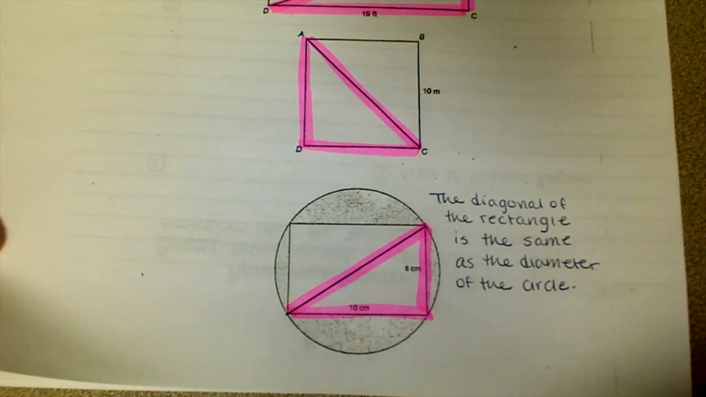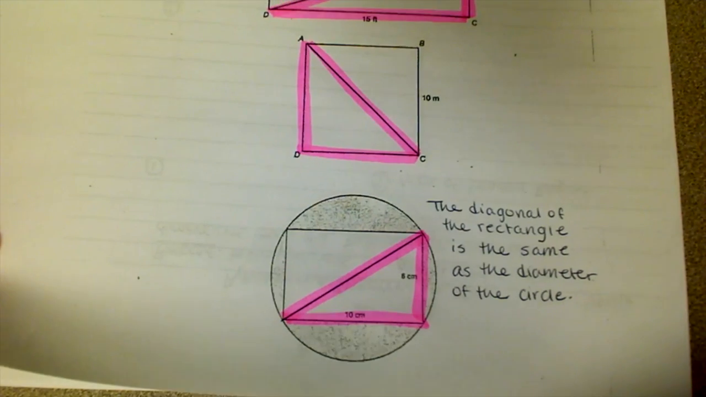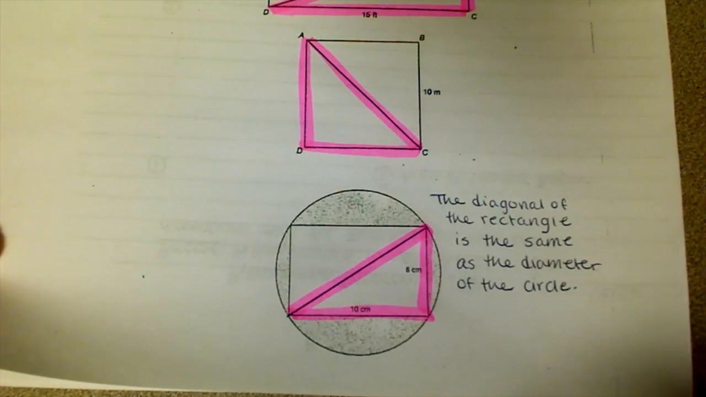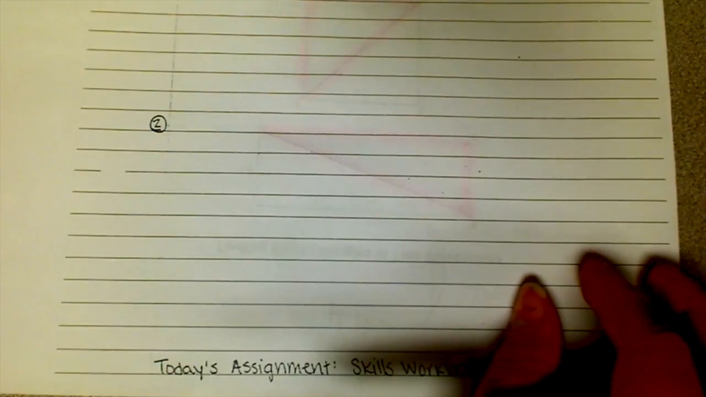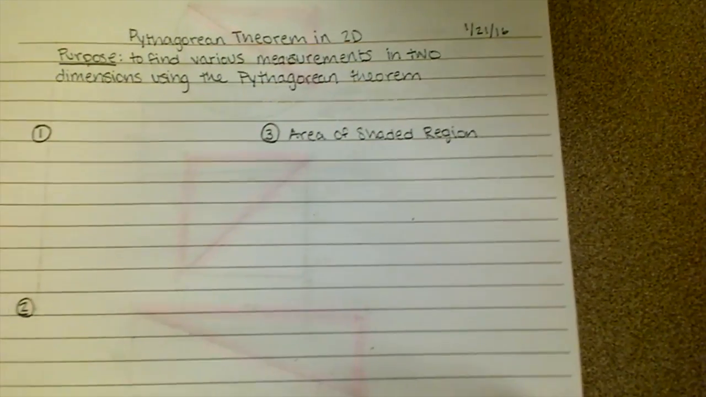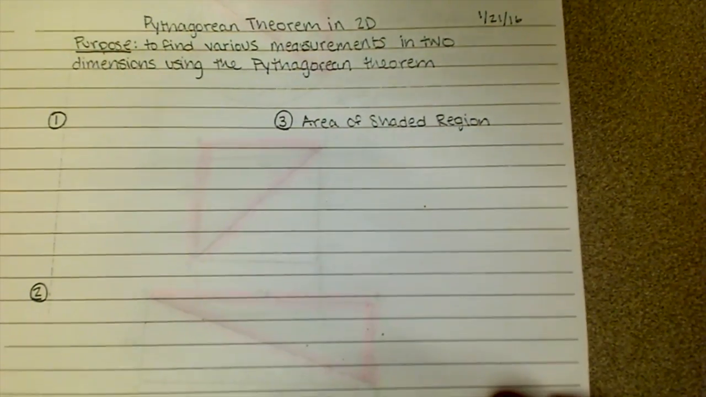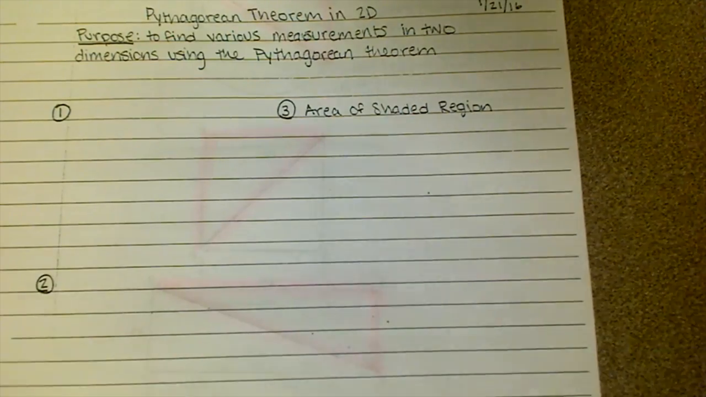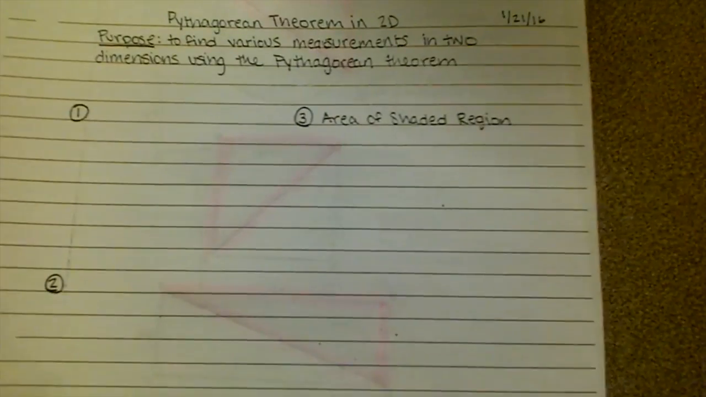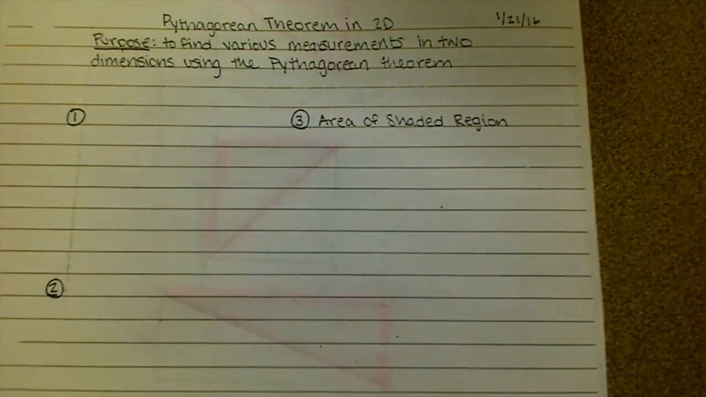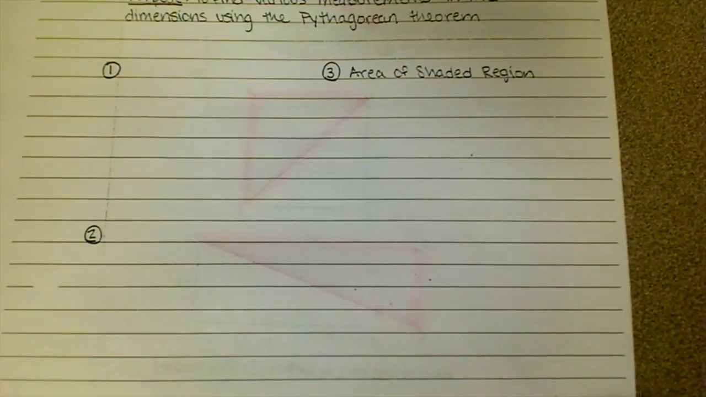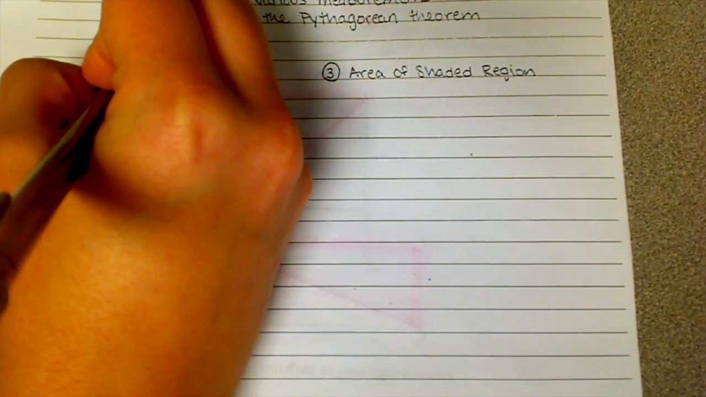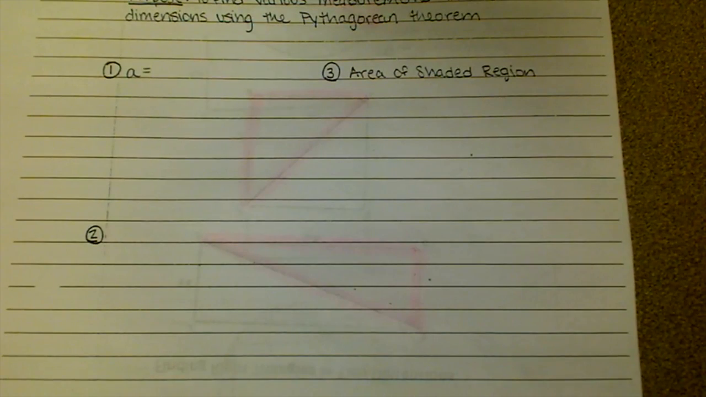Okay, so let's look at page 167. So this is the page next to those notes, and you should have a date, title, and purpose from your IMN setup. We're going to take a look at the first shape, and we're going to find the length of that diagonal. So what is my A value on that first rectangle?